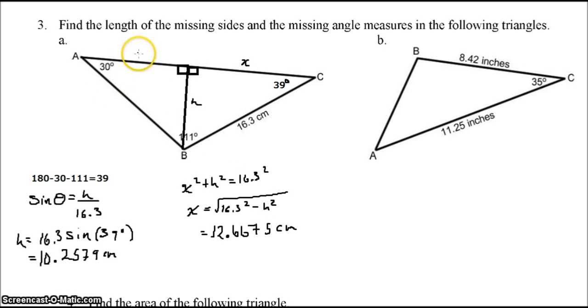Alright, so now coming to this triangle, I could find this length. Could I find that length? I believe so. We could use the tangent of 30 degrees equals the opposite, which is h, over this piece we'll call y.